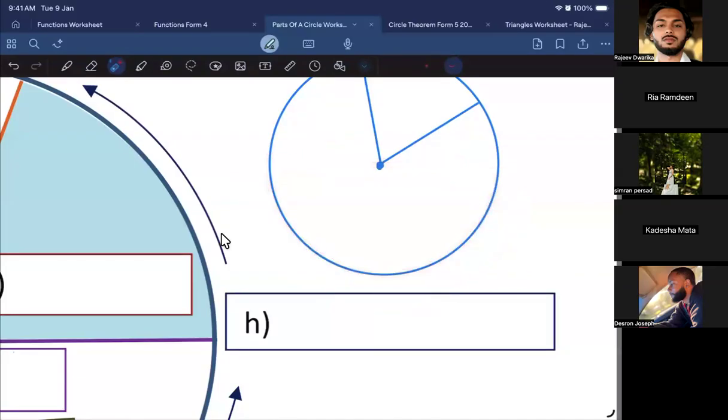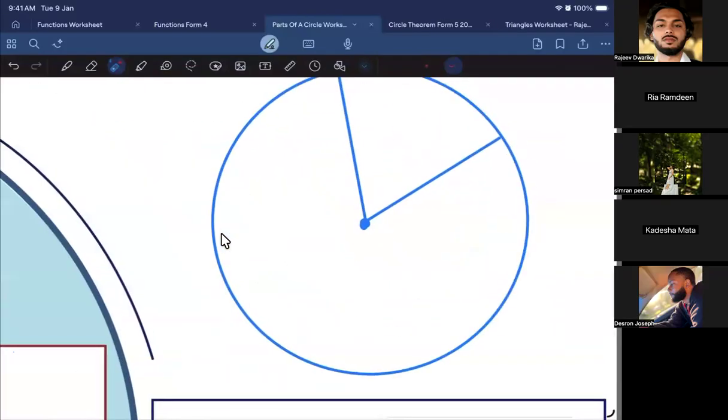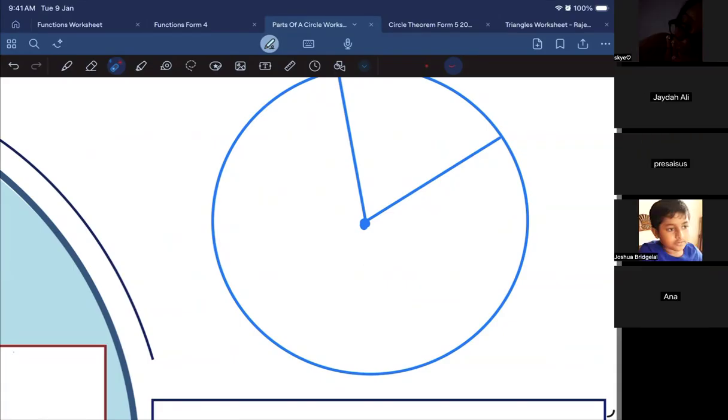You have a minor and a major sector. The two of them will be equal in that instance. But that is only a sector. I know it is a semicircle, but it's also a sector. Yeah? Okay.